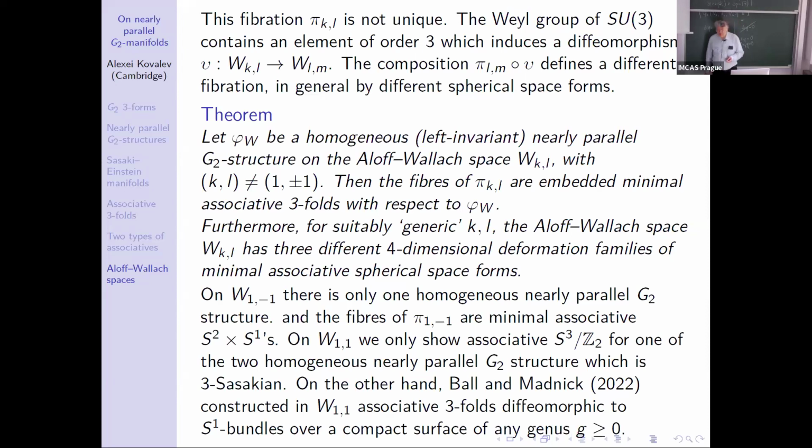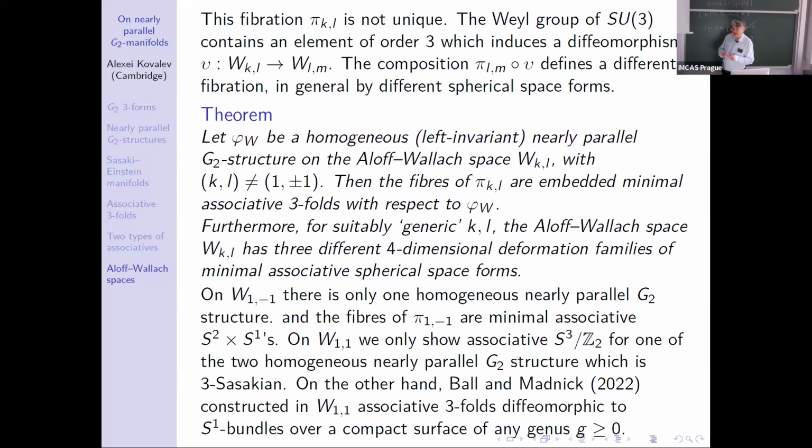If we use plus 1 and plus 1, then we only get associative S3 over Z2, so RP3, for one of the 2 homogeneous nearly parallel G2 structures. That one is 3-Sasakian. So the cone is in fact hyperkähler rather than a Spin(7) manifold, right?